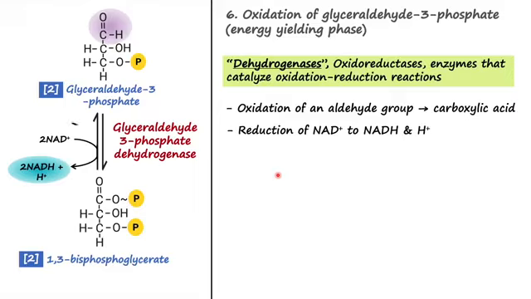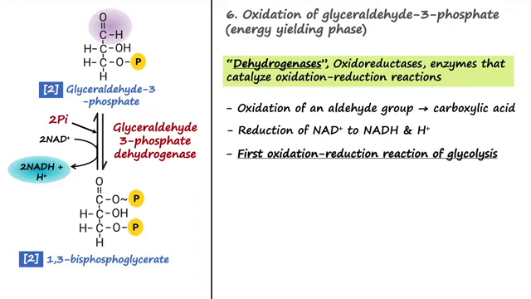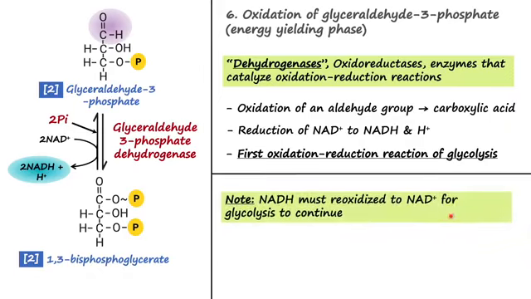Furthermore, the free energy which is produced in the form of inorganic phosphate is utilized to synthesize 1,3-bisphosphoglycerate. And this is the first oxidation-reduction reaction of the glycolysis pathway. Now another important thing about this reaction is there is only a limited amount of NAD plus available in the cell. Therefore NADH, which is generated in this reaction, must be reoxidized to NAD plus for glycolysis to continue. So if we don't have enough NAD plus, glycolysis cannot be continued.